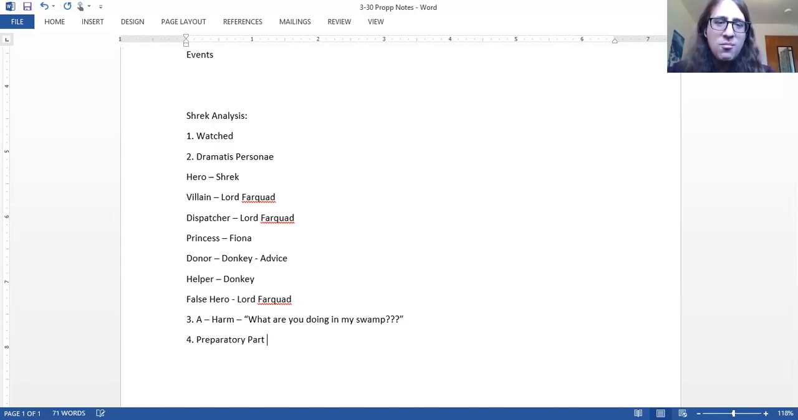Or if you just want to call it a prologue, that's fine too. The preparatory part is basically the story of how those fairy tale creatures got to be in Shrek's swamp. And really just anything that fits into a prologue-type setup framework. So let's go back and take a look at the document here.